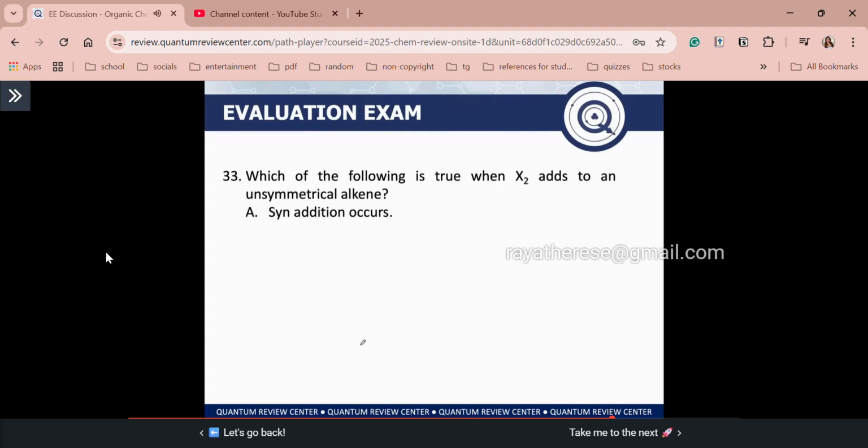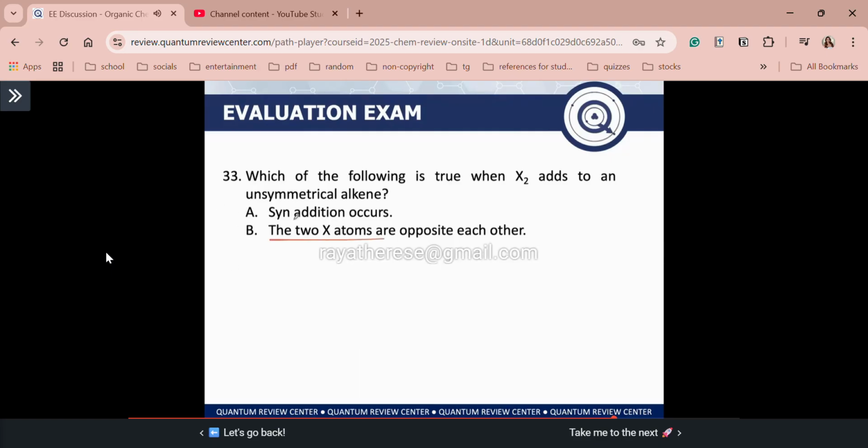A, syn addition occurs. B, the two X atoms are opposite each other. Remember our test taking tip. Choices A and B are polar opposites. One is syn addition, the other is just an approach to define anti-addition, right? They will be opposite to each other. So class, remember the key feature of halogenation, it should be opposite to each other. Addition should be opposite, remember, due to the bulky nature of your halogens. For number 33, the answer is letter B, but let's also check choices C and D.